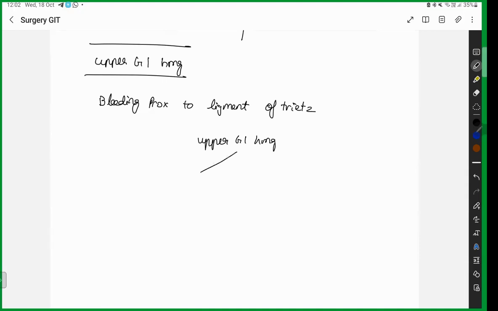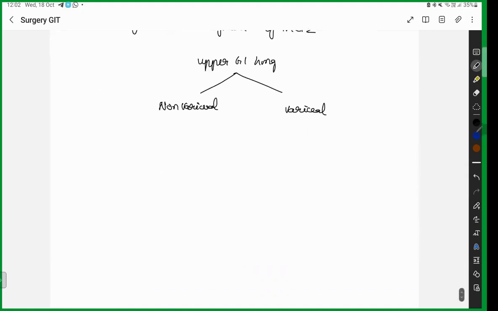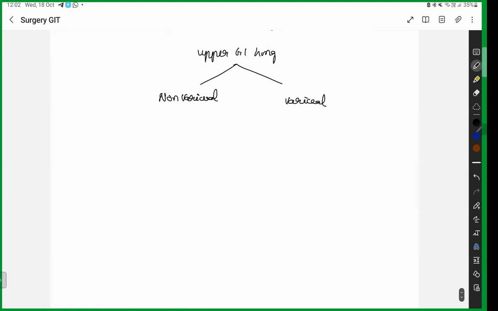This upper GI hemorrhage can be divided into two. One is non-variceal bleeding, and the other is variceal bleeding. Either you can have variceal bleeding or non-variceal bleeding. What are the causes of non-variceal bleeding? It can be due to, number one, peptic ulcer disease, which is the most common, number two, gastritis, and number three, cryptosporidiosis, especially in the AIDS patient. So these are the non-variceal bleeding causes.